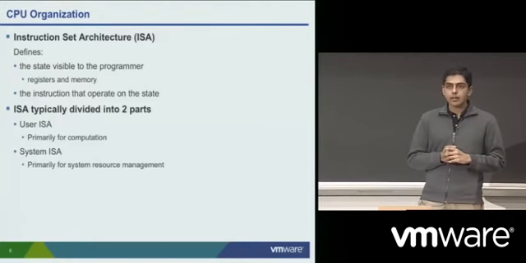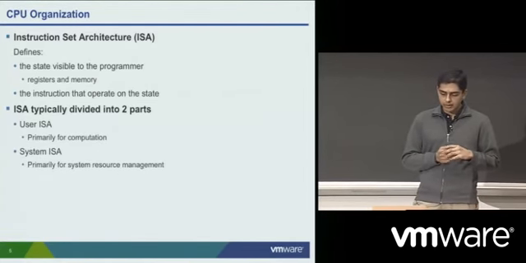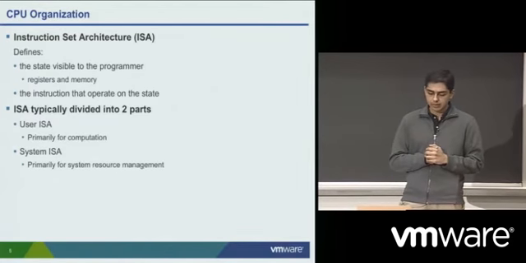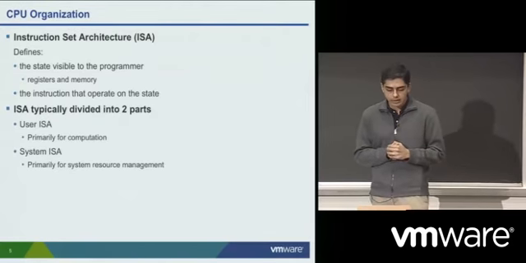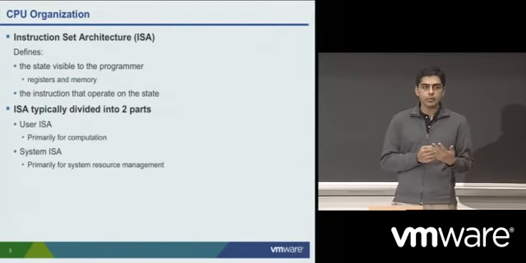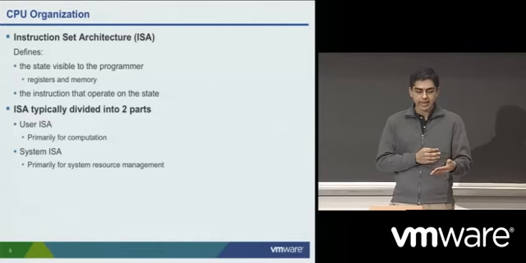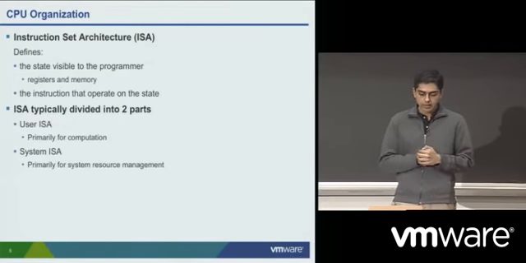So before we talk about how you could virtualize the CPU and all of that, I thought it would be instructive to actually remind ourselves about instruction set architectures and how they are composed of the system and user ISAs. So the instruction set architecture defines the visible state of the hardware to the programmer. It primarily consists of the registers and the memory. The instructions that operate on this state would actually define how you interface with the hardware.